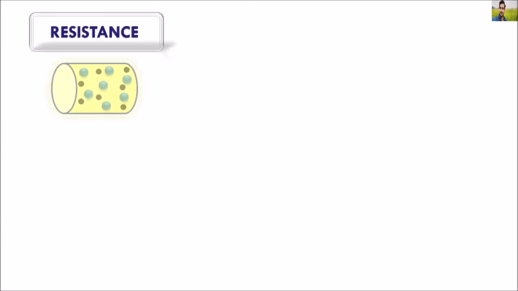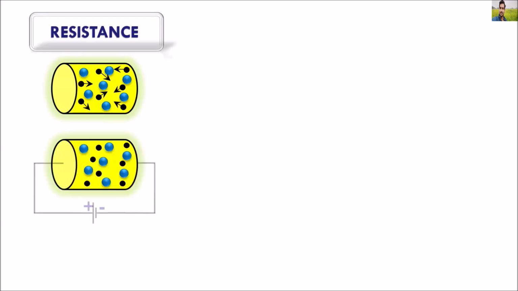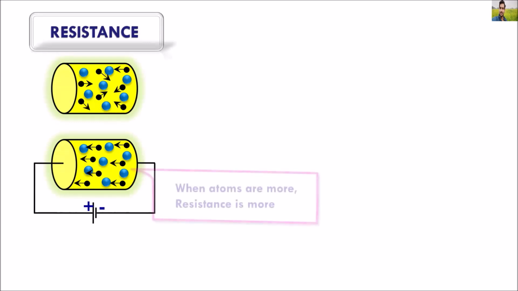What is resistance? In this animation, we can see there are various free electrons, but they are moving in random directions. So obviously, no net current will they form. But if we connect them to a battery or a cell, then they will have a particular direction. All the free electrons will move in a particular direction, and thus they will create some electric current.